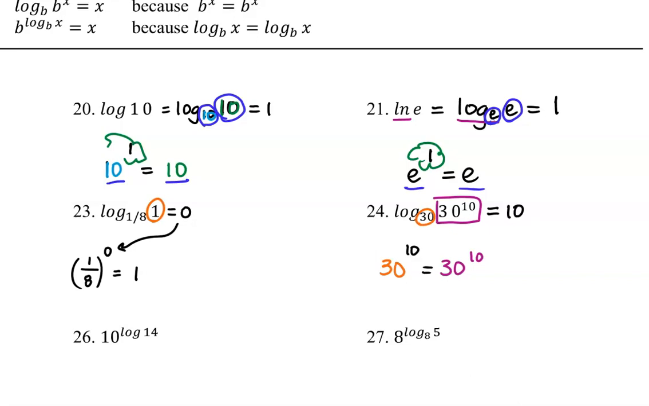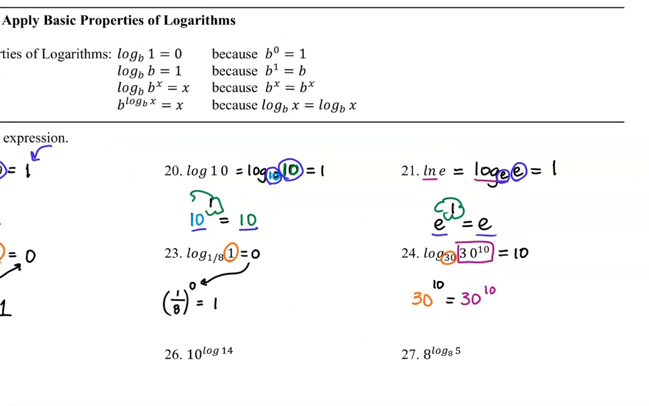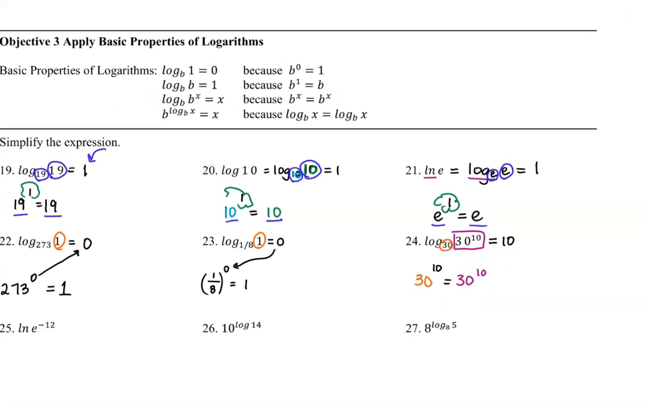And this is an illustration of the third property that we have here. So when the base of the logarithm matches the base of what's on the inside of the logarithm, they cancel out and leave you with whatever the exponent was.